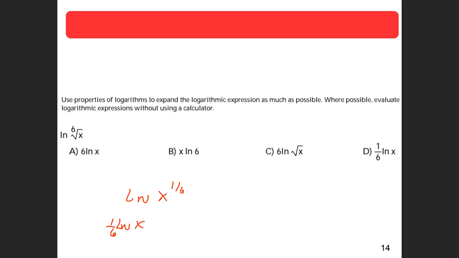But I'm looking at it, and there doesn't seem to be anything else I can do in this problem. I mean, there's no way I can evaluate this expression. It doesn't have a number in there. It has a variable. So I think I'm done. I think 1/6 natural log of x is it. I'm going to go with the letter D because I can't simplify this any farther.